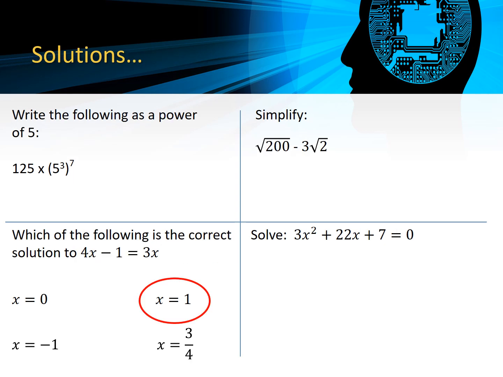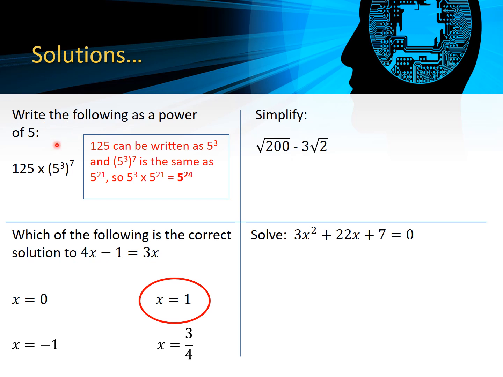And here we go for solutions then. So this one down here has been circled straight away. Look, so which of the following is correct? So if you were to take 3x away from both sides, then x minus 1 equals 0. Something minus 1 is 0. The something's got to be 1.